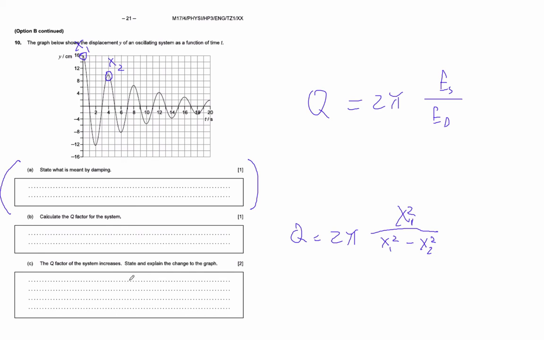The Q factor of the system increases. State and explain the change to the graph. So decide what increases means. Remember, Q factor is roughly how many times it oscillates. So they're saying that it oscillates more times. So what's that going to do to the shape of this graph? Talk about whether it dies off faster or more slowly.